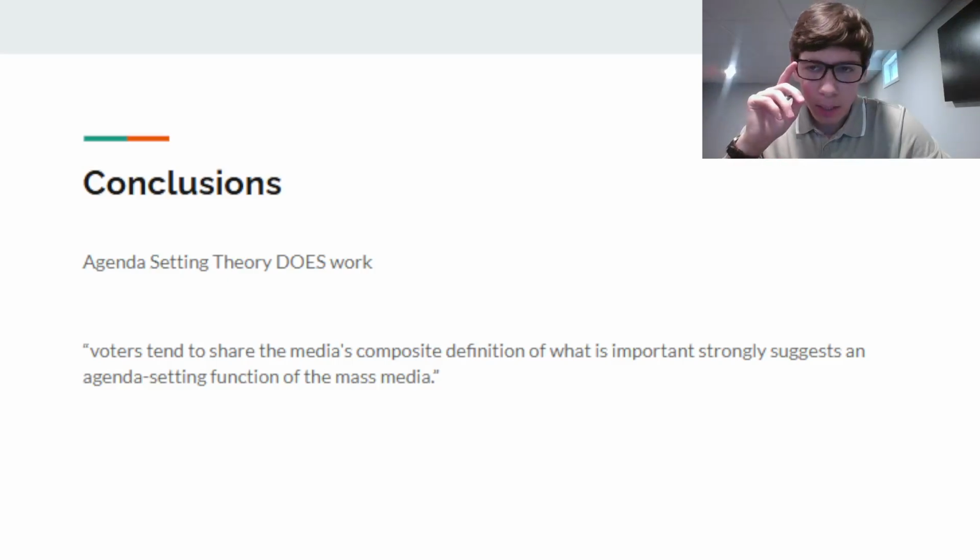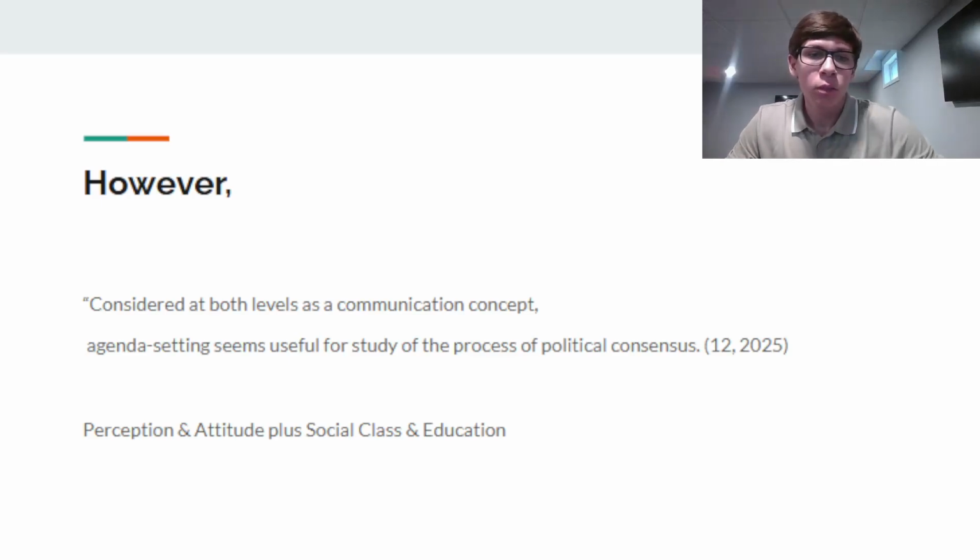But one thing that the study did, however, find out was that considering both levels as a communication concept, agenda setting seems useful for the study of political consensus. So what they were saying is that both a psychological and a sociological approach was required to understand the true impacts of the agenda setting theory. So not only do you have to understand people's perceptions and attitudes towards each opinion, you also have to talk about their social class and their education and how what these campaigners are talking about directly affects them and their voting. So yes, the agenda setting theory did work. However, perceptions and attitudes and social class and education were more important.